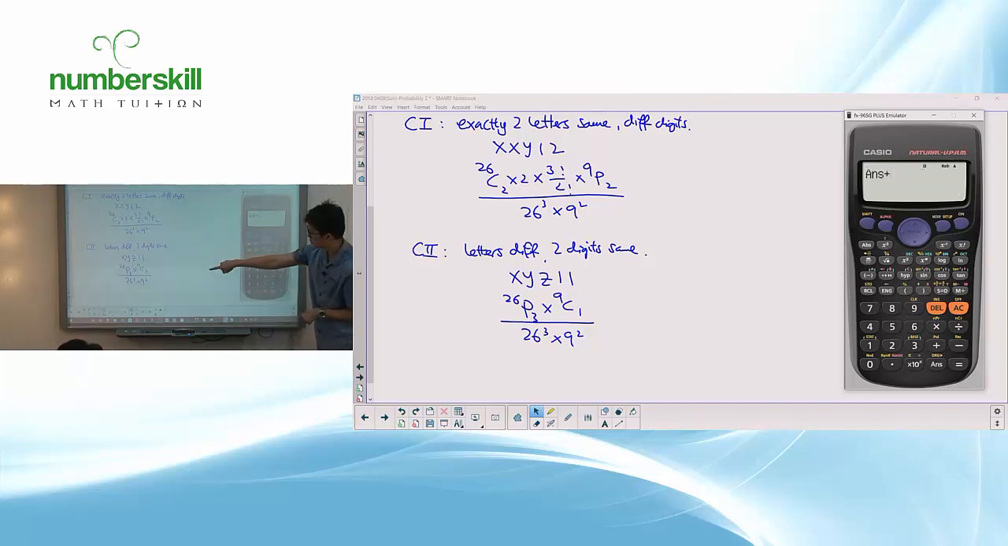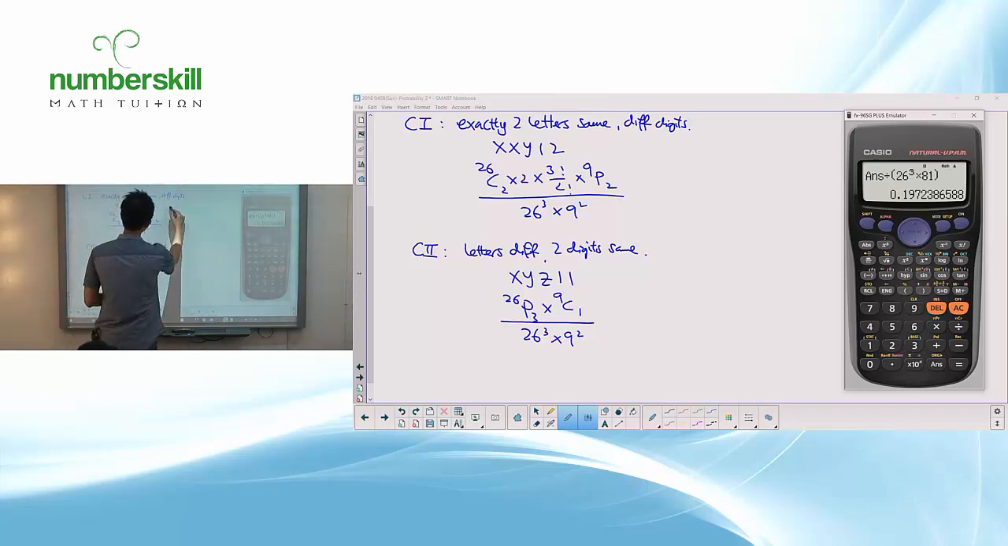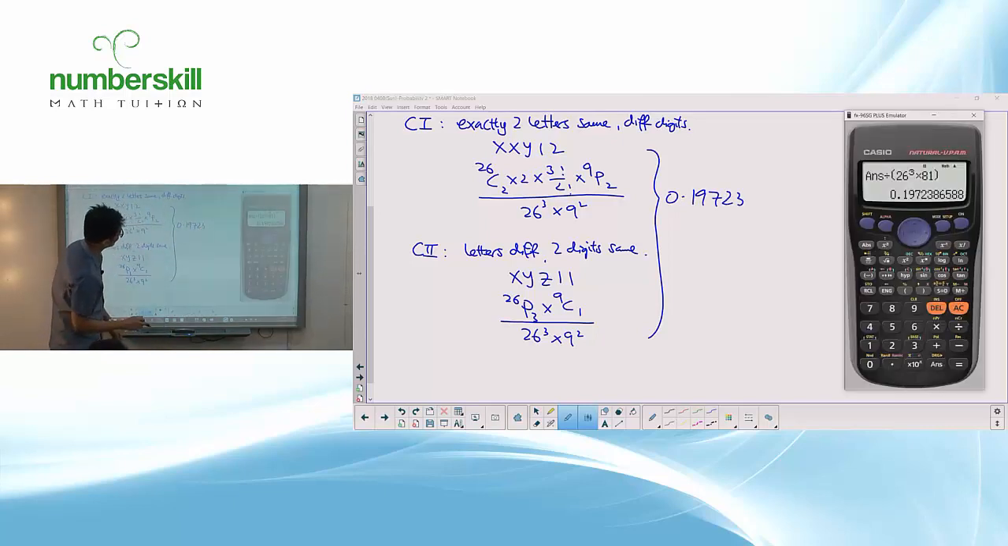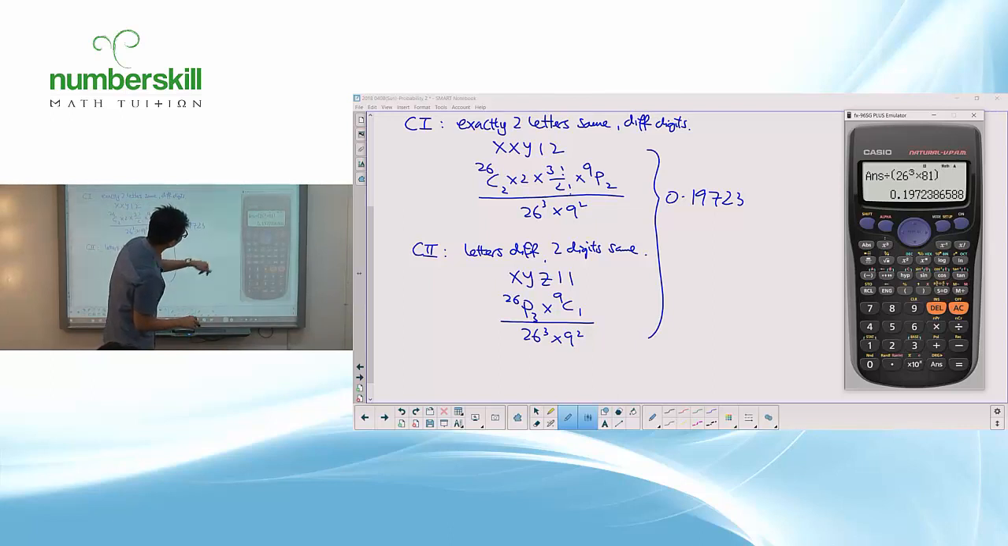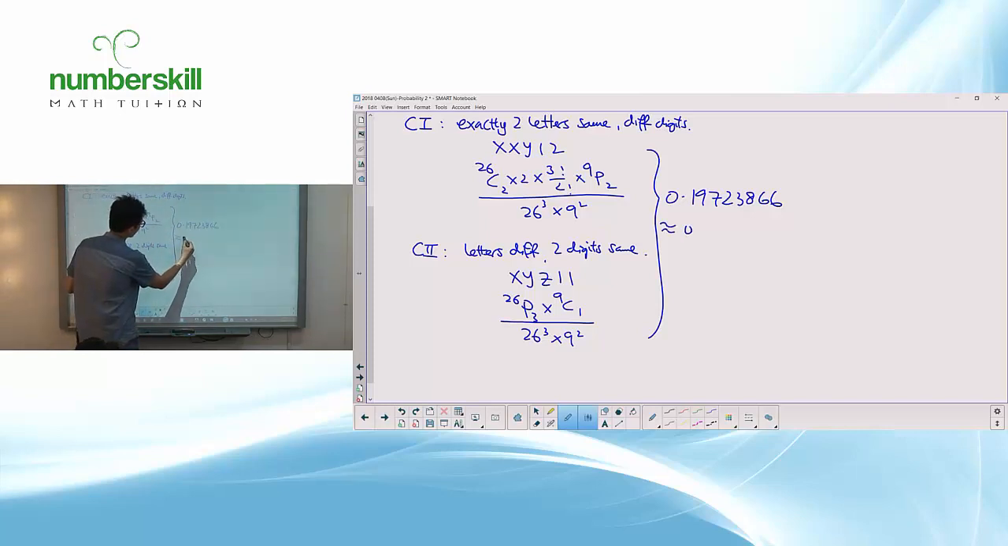Okay, plus case 2, 26p3 times 9. Okay, we're done. Right, times 9. All right. So that is plus the case 2, divide by 26 cubed times 81, which is 9 squared, right? Yeah, 0.19723... I probably just want to copy and paste this entire thing. 0.19723866. Good enough. Round off to 3 significant figures, you get the answer.